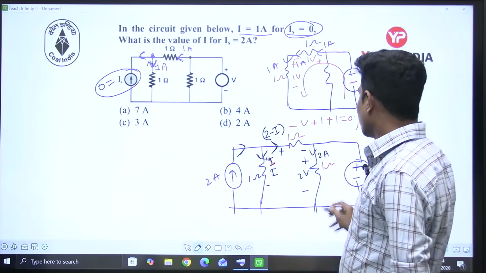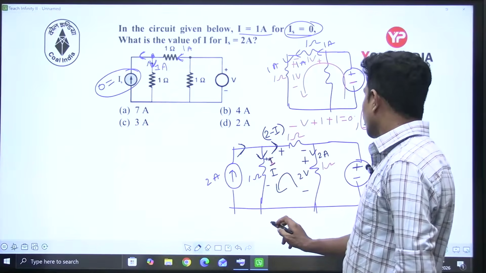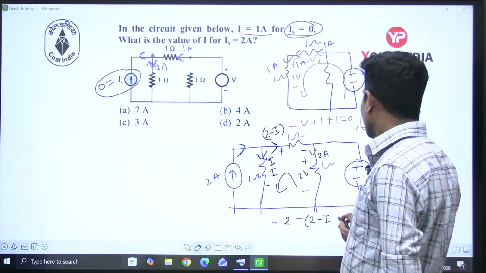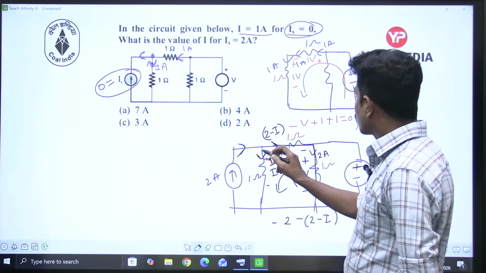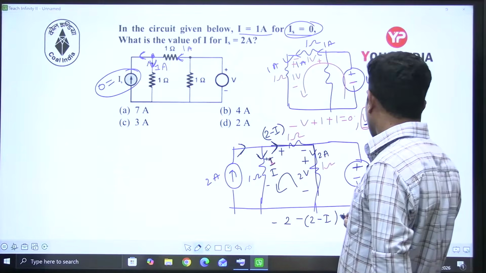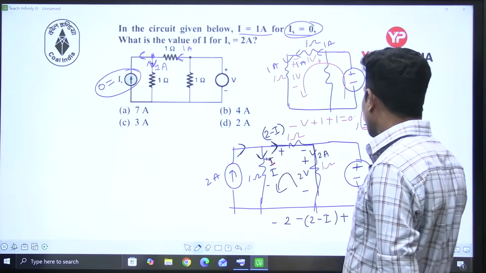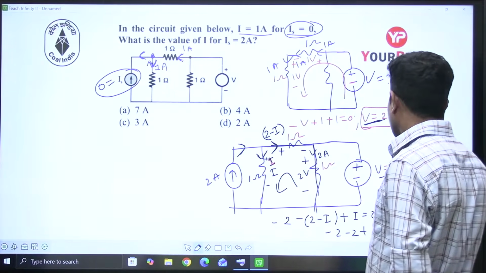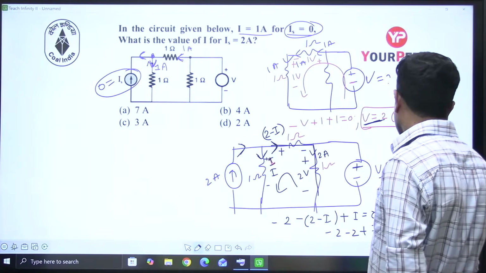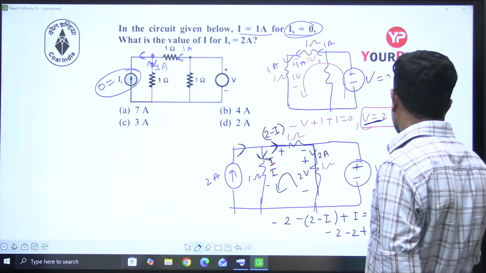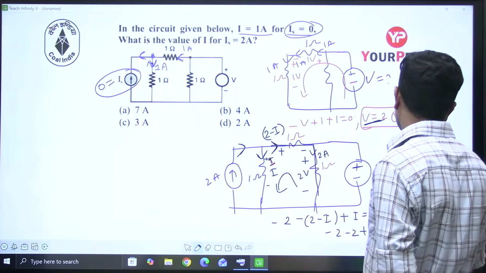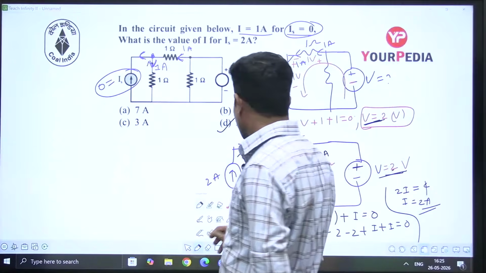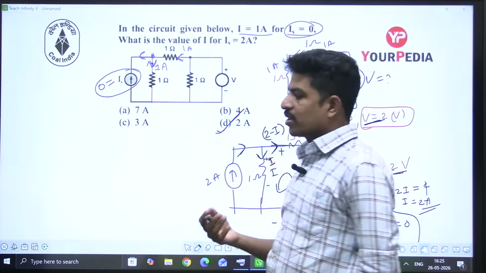Now this voltage is 2 volts. Now write the KVL for this loop. Minus 2, minus 2 minus I, plus I is equal to 0. Minus 2 plus I is equal to 0. So 2I is equal to 4. I is equal to simply 2 amperes. I is equal to 2 amperes, not 3 amperes, Mr. S21.